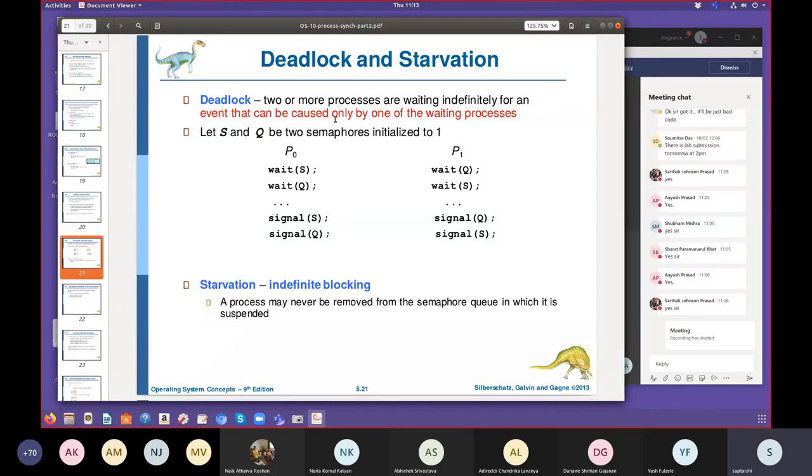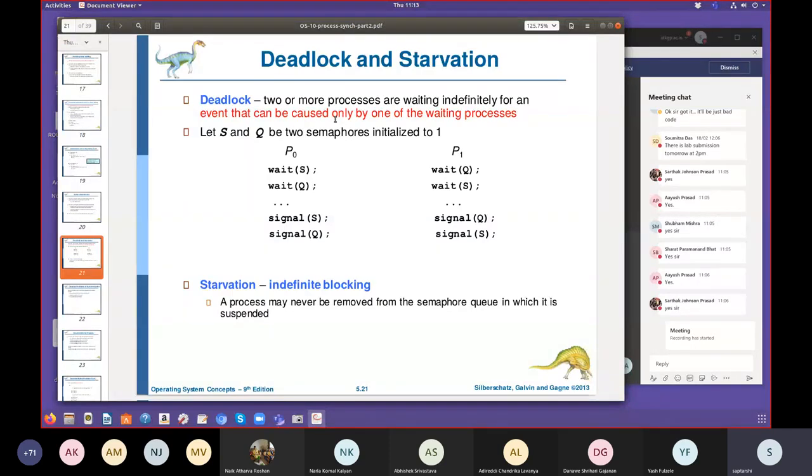So basically, say processes P0 and P1: P0 is waiting for an event which can only happen by P1, and P1 is waiting for an event which can only happen by P0. Right? This is a deadlock. So basically, it's a kind of stuck situation. Both processes are stuck. There cannot be any progress.